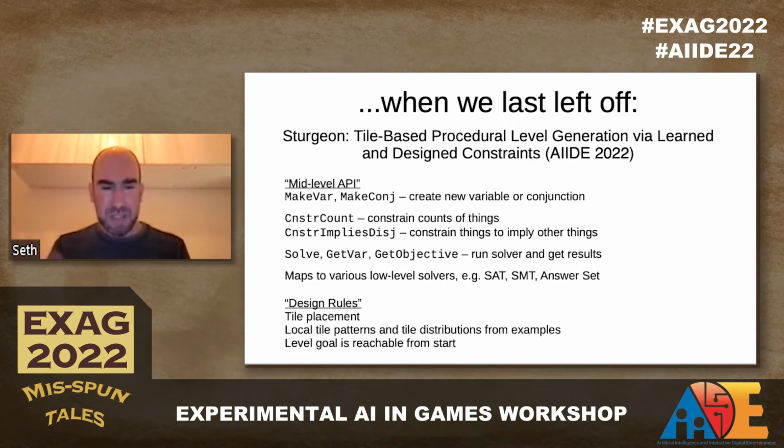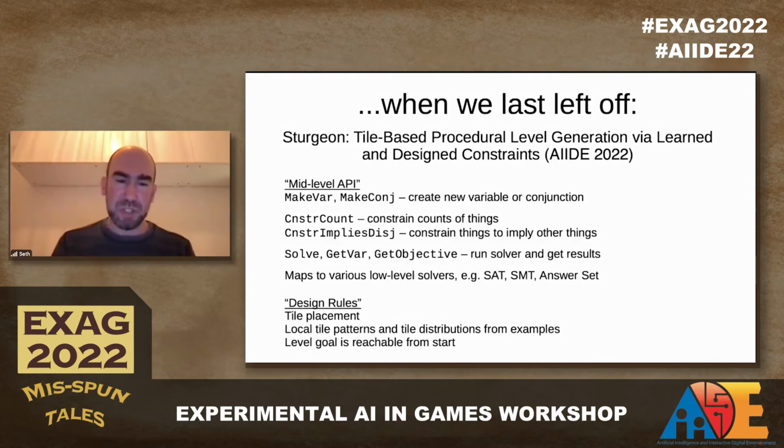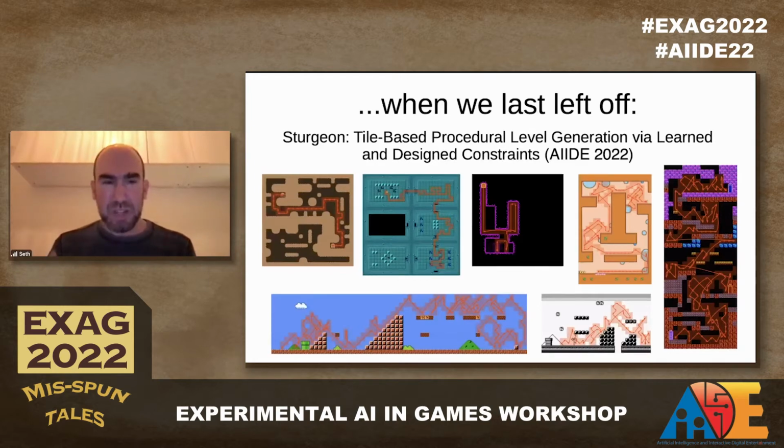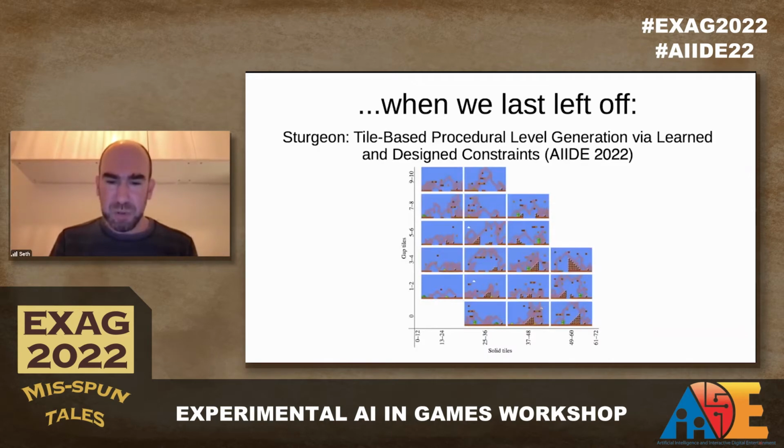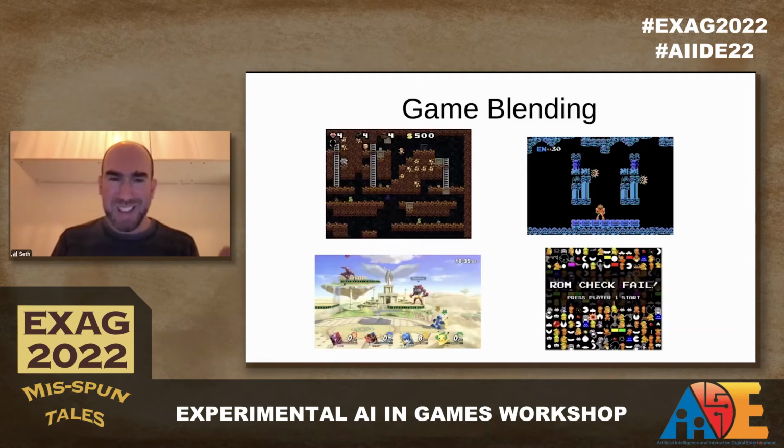And then based on that, it has worked out how to have some design rules for 2D tile-based games, like tile placement, learning local tile patterns and tile distributions from examples, and even things like constraining the level goal to be reachable from the start of the level. And then we showed it working on several games, some of which I used in this work on game blending, and showed how it can be used to complete and repair levels, and even explore the expressive range of the generator, for example. So there's more on that later this week.